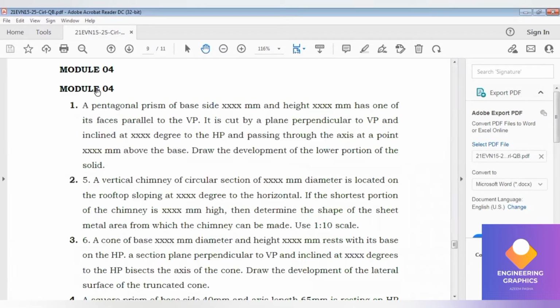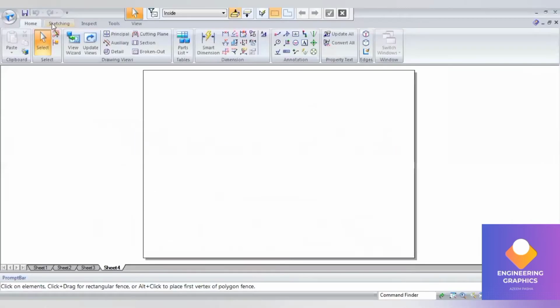So you can see in module 4, the first question is a pentagonal prism of side dash mm and height dash mm. With one of its faces parallel to the VP, it is cut by a plane perpendicular to VP and inclined at dash degree to HP, passing through the axis at a point dash above the base, and draw the development of the lower portion of the solid.